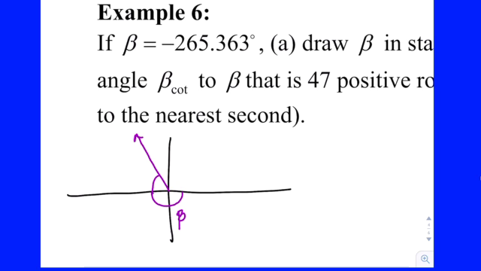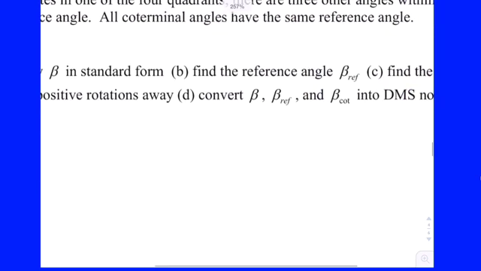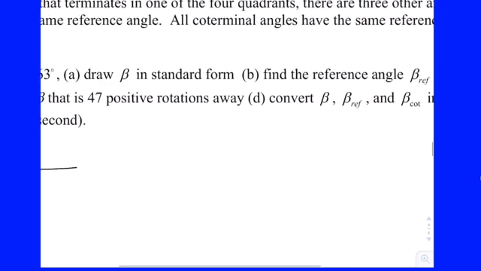And again, as long as it's in the right quadrant, I'm not going to make a big fuss out of it. You know, really, if it's supposed to be closer to the y-axis or x-axis, you should try to do that. But as long as you get into the right quadrant, that's really all you're going to need. All right, so that's it. That's part A. Part B, find the reference angle, beta ref.